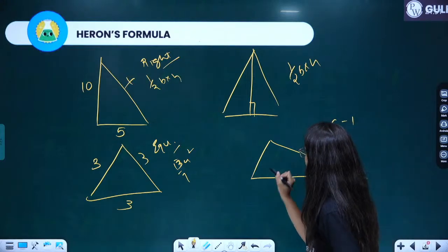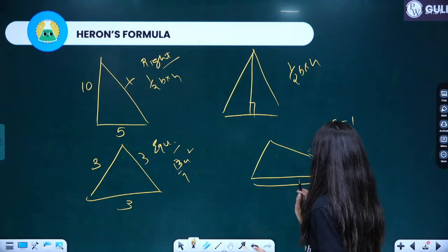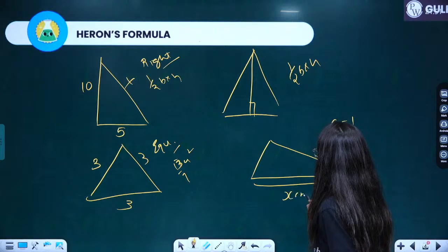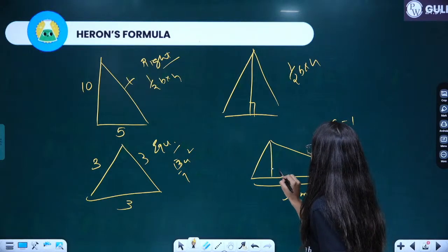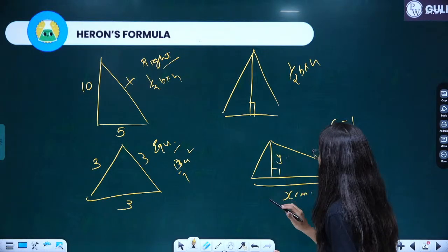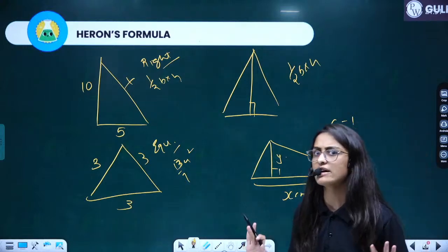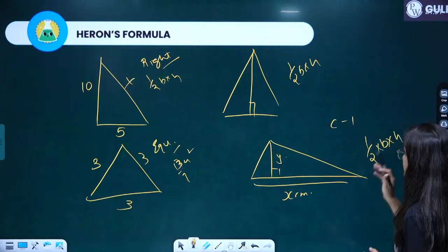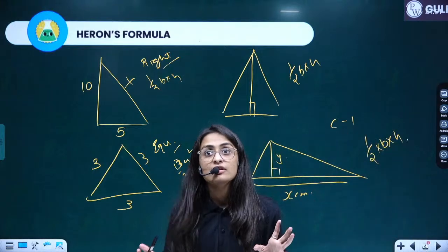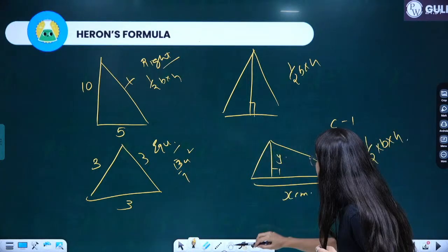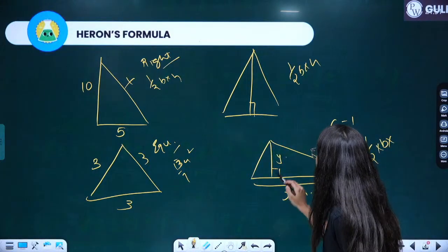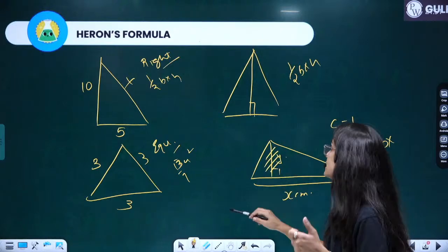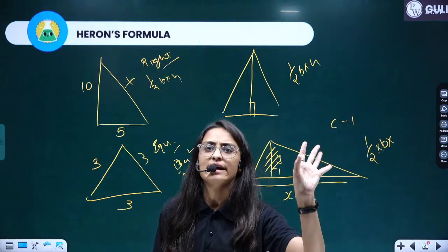See, now here is case number one. Case number one says if the base is given, let's say the base is x centimeter and the height is given, the height is y centimeter. If x and y are given, then I don't have any issue. I'll simply use half into base into height. But if it is not given to me, I cannot even find it. If this y is not given, I do not have any way to find it.